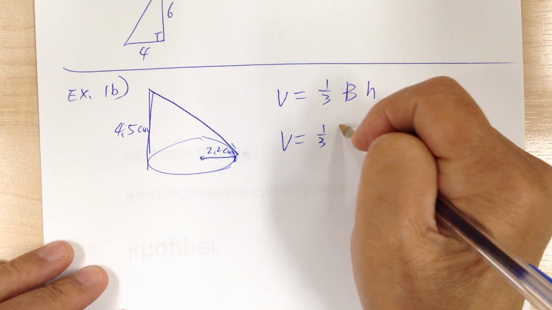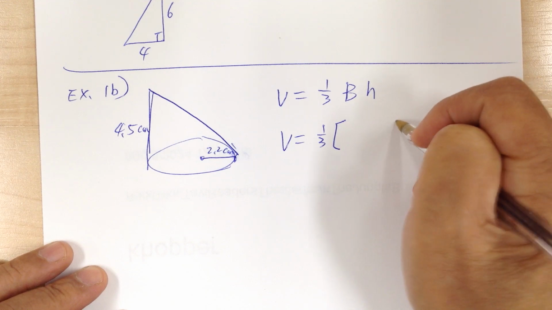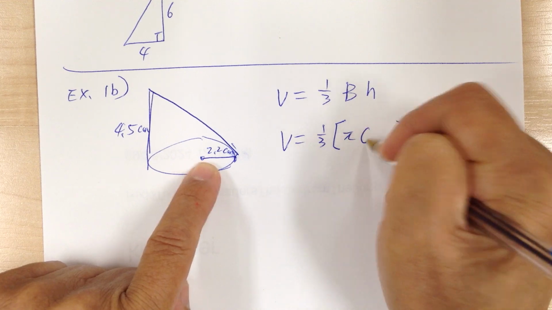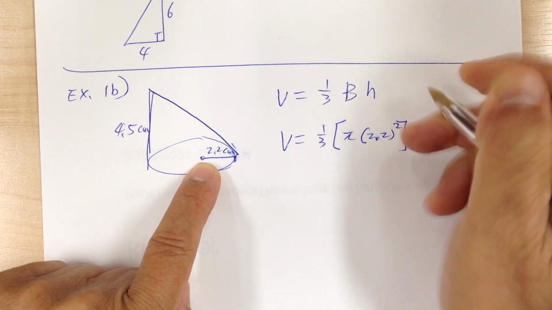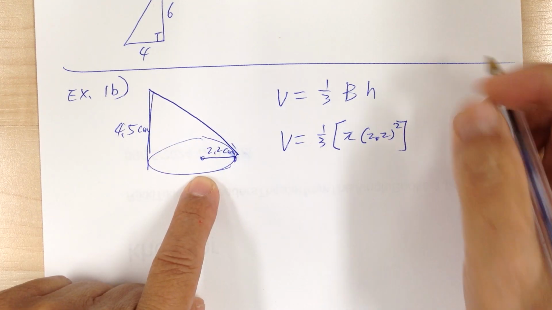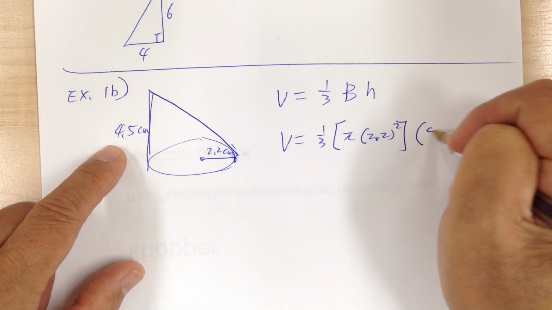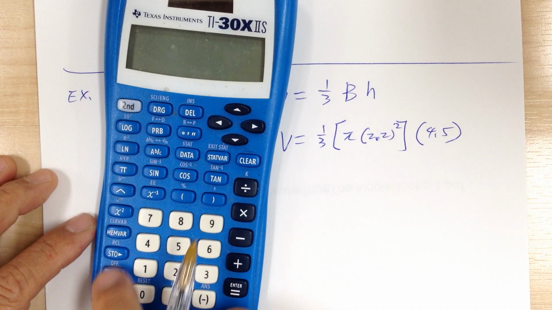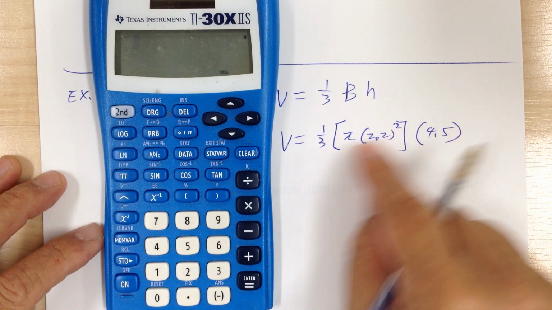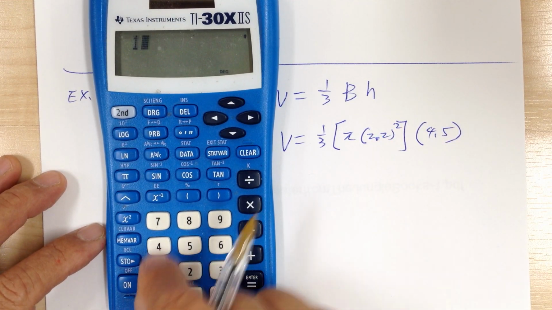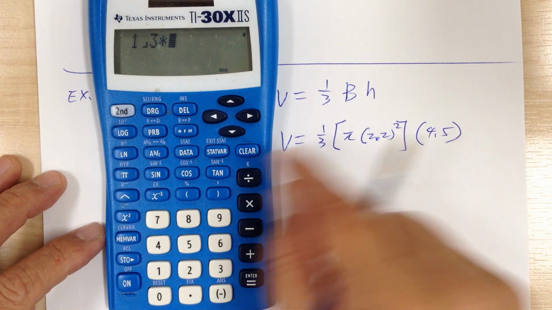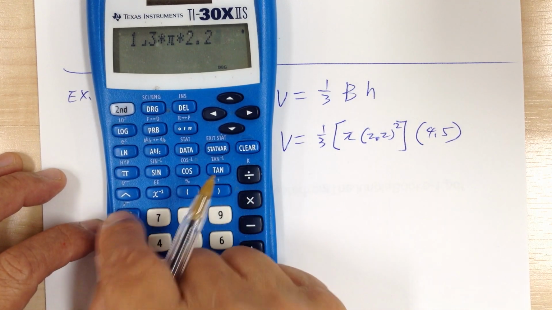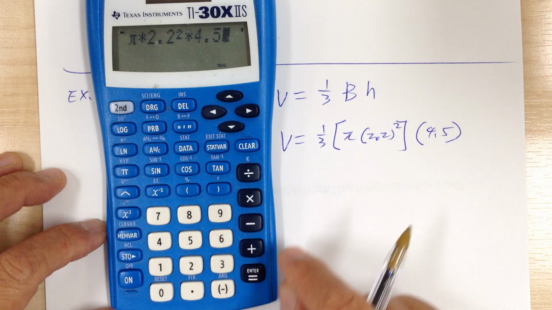So 1/3. Now, whenever you substitute, put in parentheses and brackets, you're using a grouping symbol. The base area is a circle, so it'd be pi r squared. That's the formula for the circle. And the height of the cone is 4.5. So get your calculator. You can just multiply, using fractions: 1/3 times pi times 2.2 squared times 4.5, push equal.